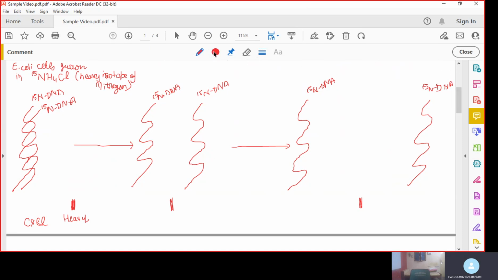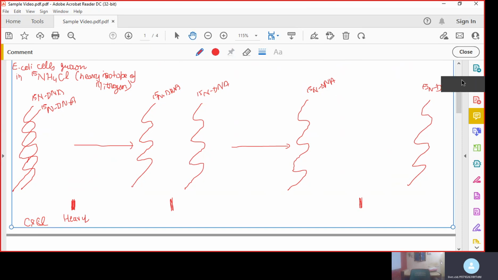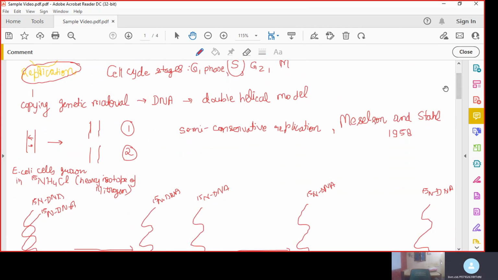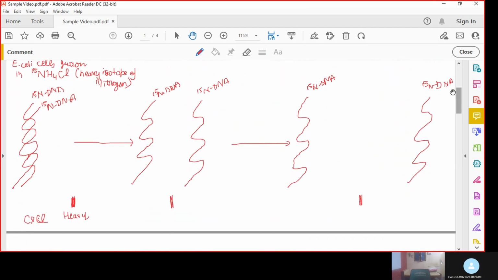Let's complete this experimental diagram. After 20 minutes, what happened was this two DNA was separated and we had a complementary strand to it. This was 14N DNA.